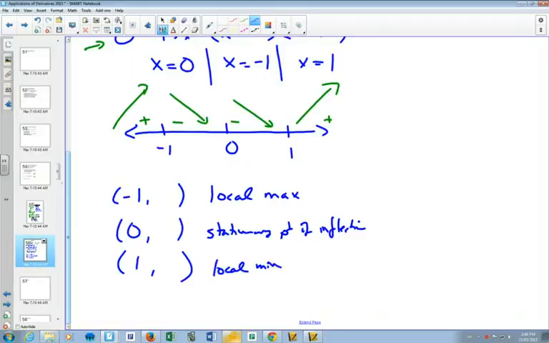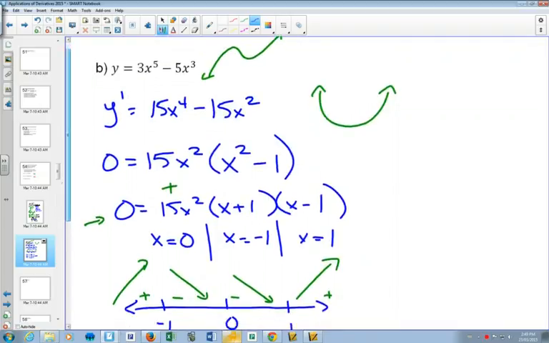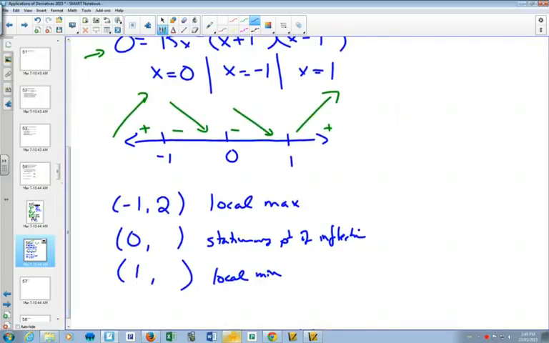Do you have those values ready? Negative 1 comma 1.24? 2? Okay, it's like, all right, that seems like 0, 0, and 1 comma negative 2. Awesome.